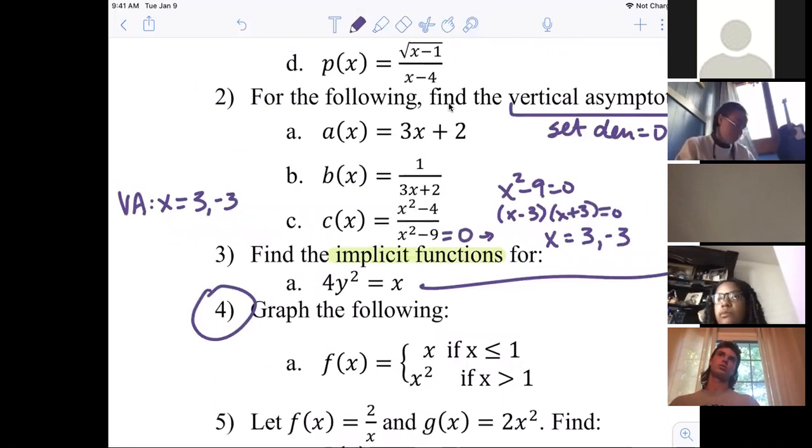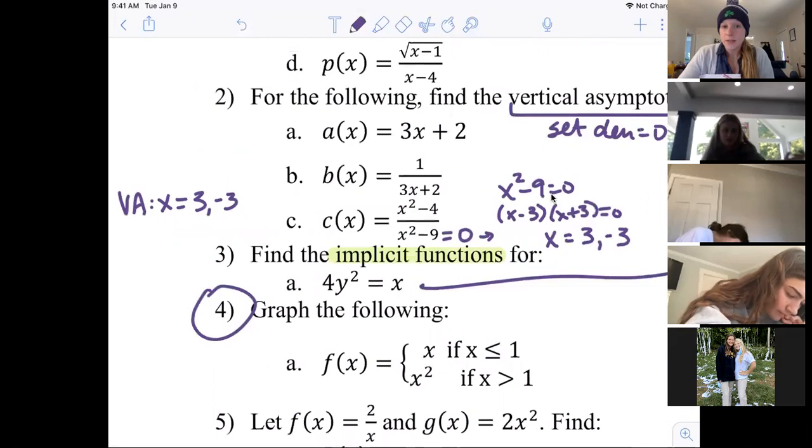So if there isn't a denominator, it's just none, or is it 0? It's none. So like 3x plus 2, that's not even a reciprocal function, right? That's just a straight line. There's no asymptotes on that at all.